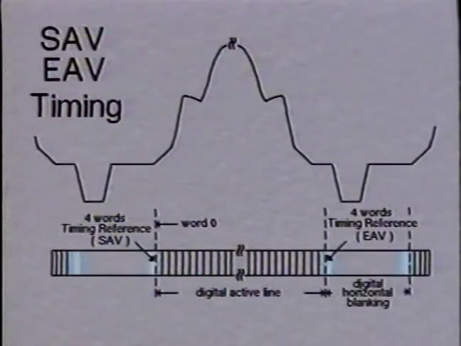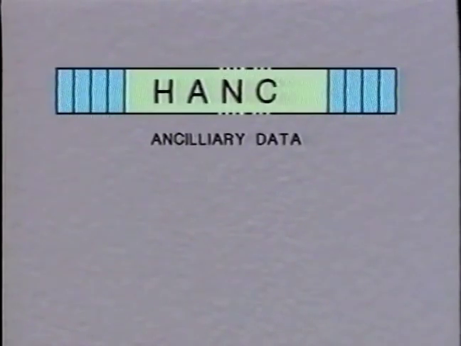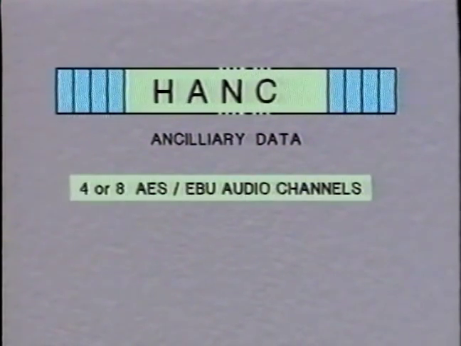Returning to our signal and looking at the data space available in the horizontal blanking period, we can see that there is space for ancillary data. This is called HANC for short. This can be used for audio channels and at present uses 4 or 8 AES EBU coded signals with data space left for future use.